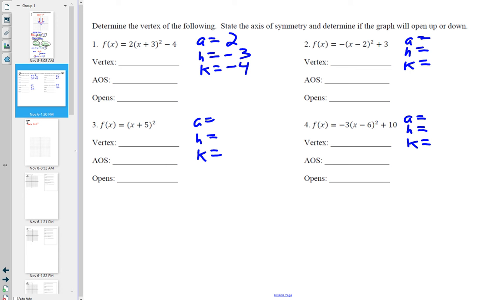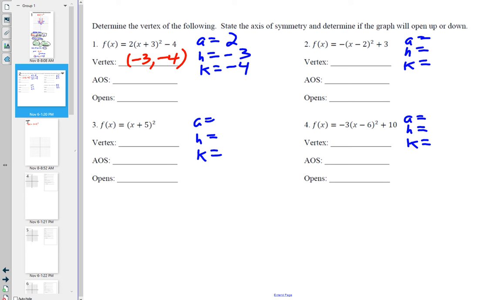Nick, where's the vertex going to be at here then? Instead of having to go through all that trouble finding h and k, I already have it now. Where's the vertex going to be at? You shouldn't have to guess. Yes, Hope. Yeah, -3, -4. We know it's going to be at (h, k), and that's (-3, -4).